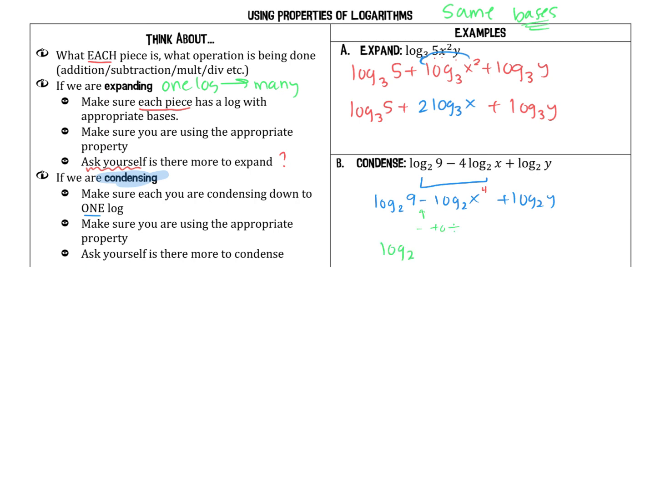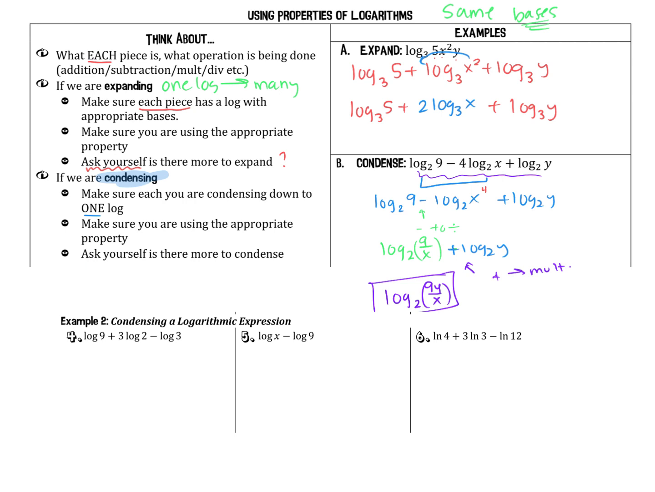So log base 2 of 9 divided by x, and then I'm going to keep this blue, plus log base 2 of y. And now I'm going to simplify this addition. Addition goes to multiplication. So I'm going to multiply that y. So this is going to become log base 2 of 9 times y divided by x. And I like to put parentheses around it so it's clear that that is what we are taking log base 2 of. This is much more concise than working with something like this. Let's do a few more examples with condensing.